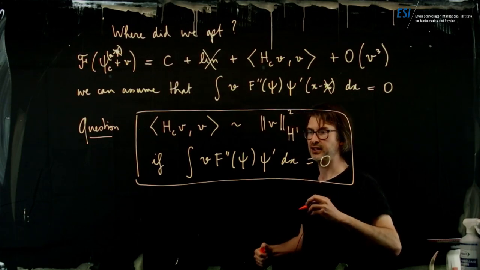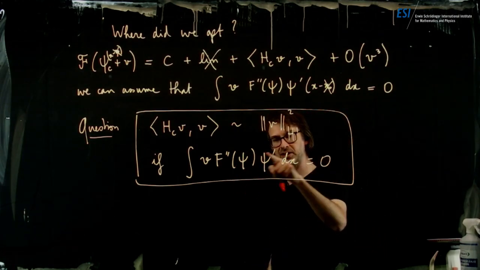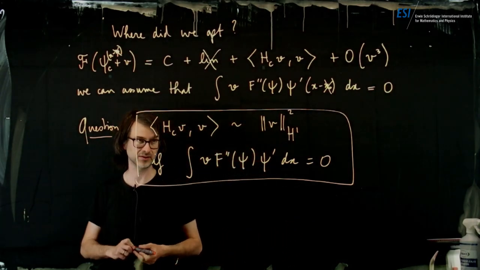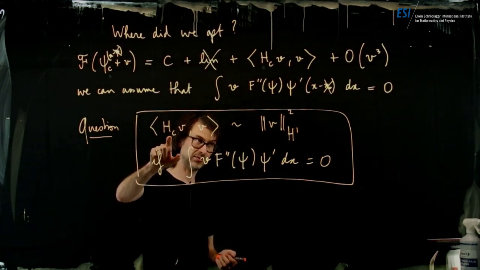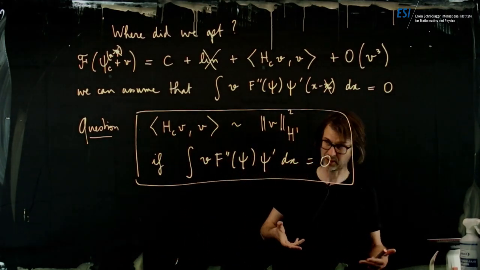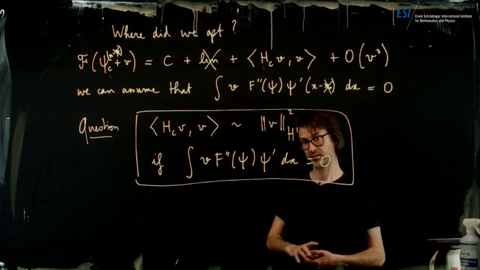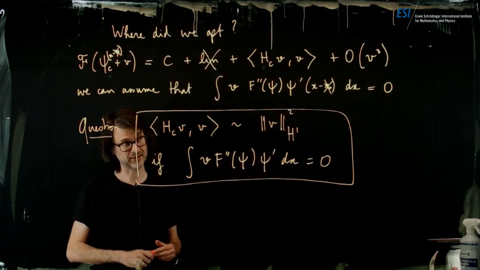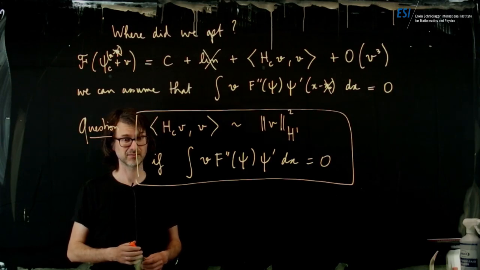And the trick is to get this orthogonality condition in order to cancel the negative eigenvalue in H_c. And this comes from using this translation invariance. I don't know if this answered your question.